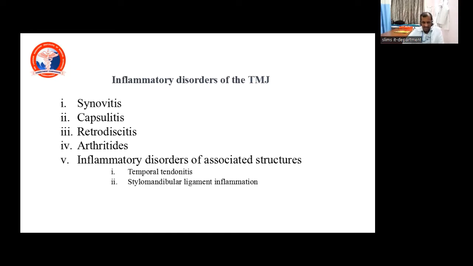And the next condition is the inflammatory disorders of the temporomandibular joint. Either it can be in the capsule, that is called capsulitis, or in the disc, retrodiscitis, or it can be a synovitis. The inflammatory disorders of the associated structures are the stylomandibular ligament inflammation, or a temporal tendonitis. These are all the inflammatory disorders of the temporomandibular joint.